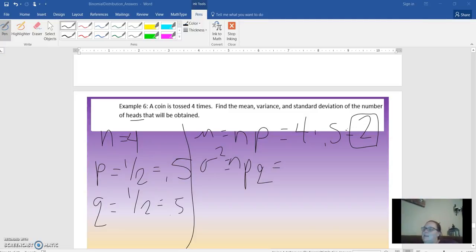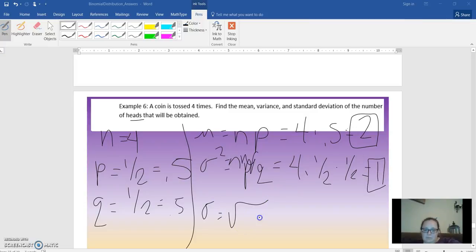And then n is 4, P is 1/2 or 0.5, Q is 1/2. So I'm just going to do 4 times 0.5 times 0.5. I get 1. Okay, standard deviation is the square root of NPQ. And so we're going to do 4 times 1/2 times 1/2, square root of 1. So we still get 1.